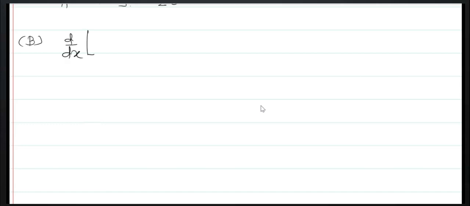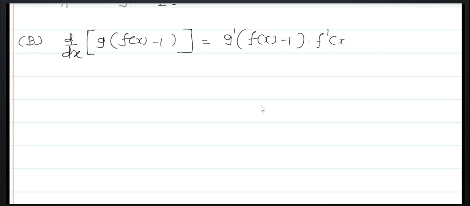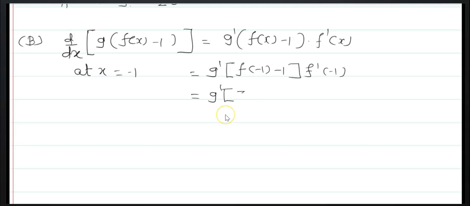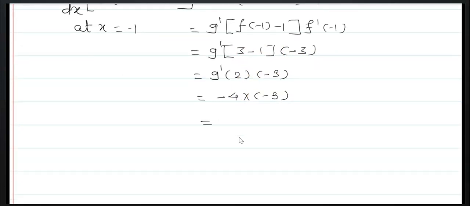Second, d/dx of g of f of x minus 1 is g dash of f of x minus 1 into f dash of x, at x equals minus 1. G dash of f of minus 1. The value of f of minus 1 is 3, minus 1 is 2. What is f dash of minus 1? F dash of minus 1 is minus 3. G dash of 2 is minus 4. Minus 4 into minus 3 is 12. And hence the fifth option is the correct one. That is 12.